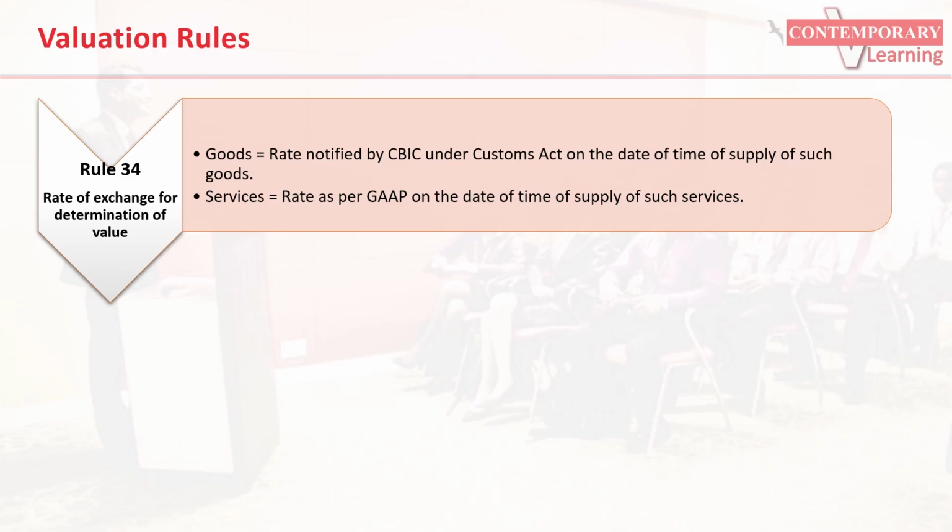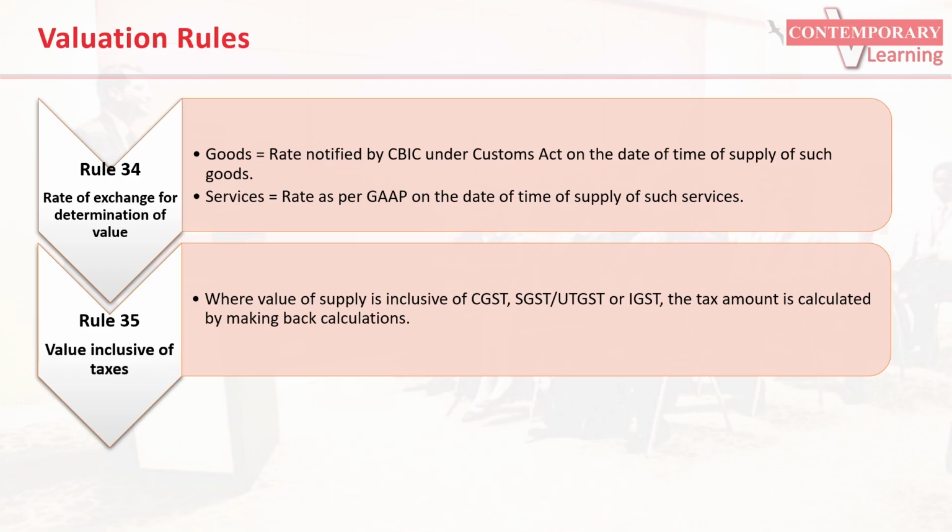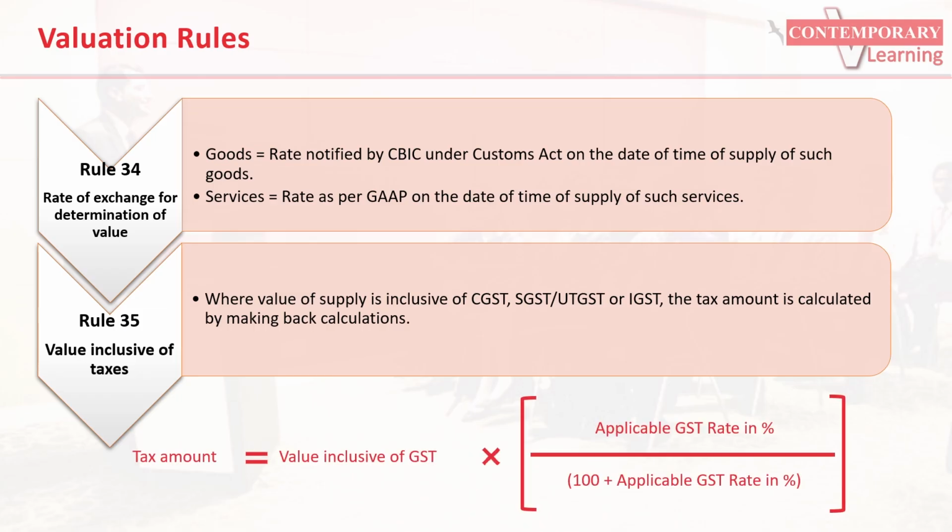Rule 35 deals with value inclusive of taxes. Where the value of supply is inclusive of CGST, SGST, UTGST or IGST, the tax amount is calculated by making back calculations using the formula: tax amount equals value inclusive of GST multiplied by applicable GST rate, divided by 100 plus applicable GST rate.